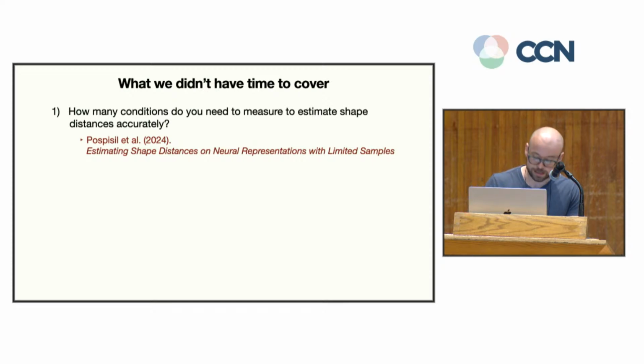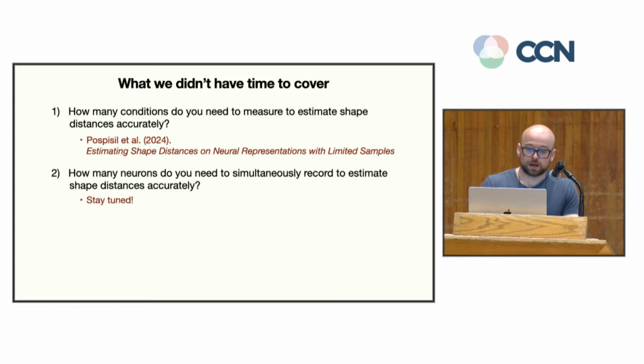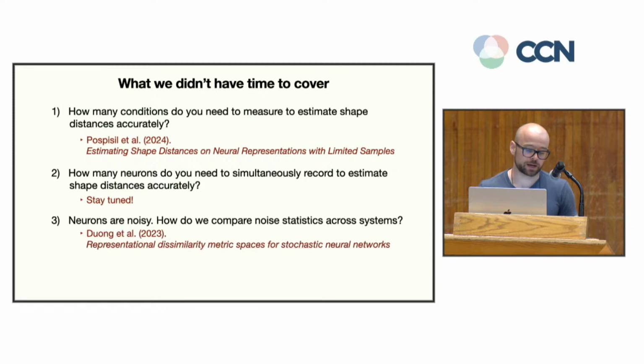One thing that's really important is understanding statistically how many stimulus conditions we need to sample in order to get an accurate estimate of the true distance between 2 animals. This is something that we addressed in the paper that I'm highlighting here. Similarly, in biological data sets we should also ask how many neurons we need to sample in order to estimate these distances accurately. This is something we're actively working on.